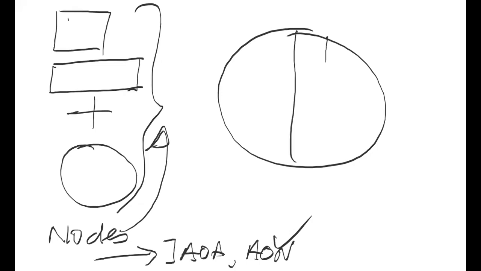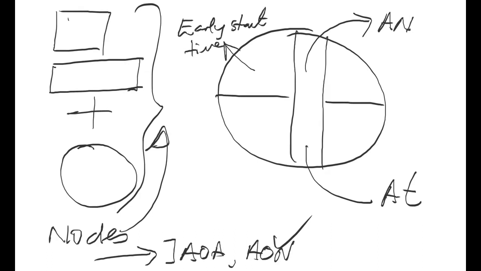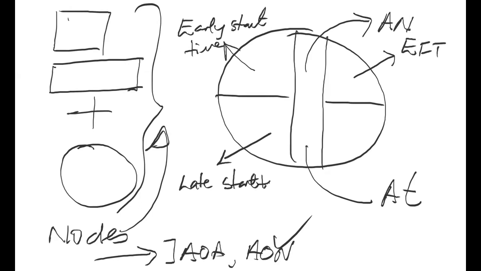So in the circular node, you have at the top the activity name. So AN means the activity name. And in the bottom center, you have the activity time, AT, the activity time. Now the other pieces are divided into four quadrants or quarters. In the top left-hand corner, you have what is called the early start time of the activity. And the equivalent to the early start time is the early finish time, in the right top side. So EFT is early finish time. In the bottom left, you have the late start time. And the corresponding bottom right is the late finish time.